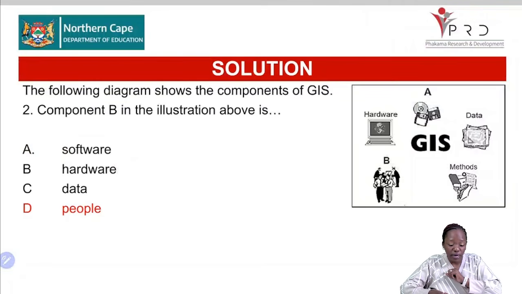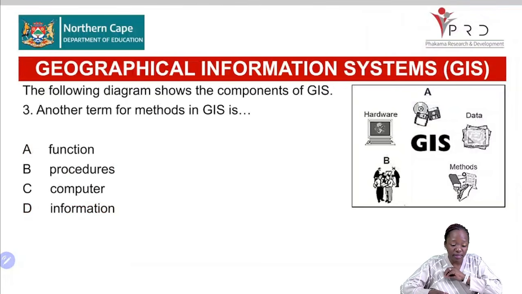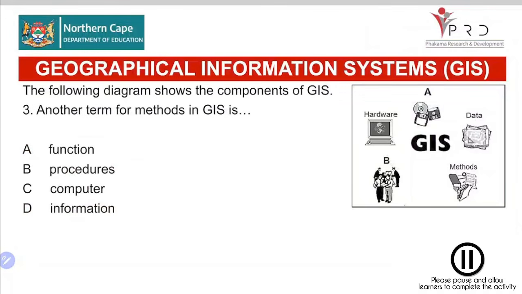Then we're looking at our question number 3. Question number 3, another term of method in GIS is what? Is it a function? Is it a procedures or computer or information? So again, you start by the ones that are obviously incorrect so that you can be left with the correct one. Another 1 minute, and then after 1 minute, we proceed to the corrections.